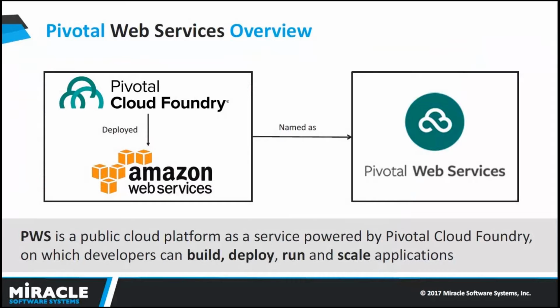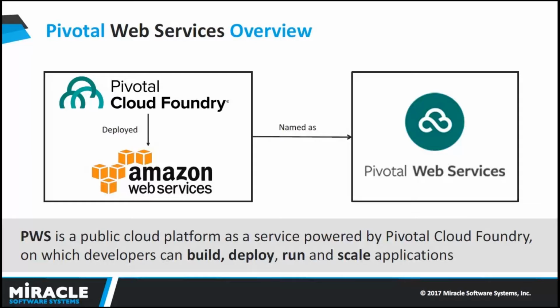Before going to speak about Pivotal Web Services, I would like to introduce Pivotal Cloud Foundry. PCF is a platform as a service on which the developers can build, deploy, run, and scale next-gen applications. PCF can be deployed on different cloud platforms like Azure, AWS, GCP, OpenStack, and it is multi-cloud. The name itself says that we can deploy applications in a public cloud or within our data center.